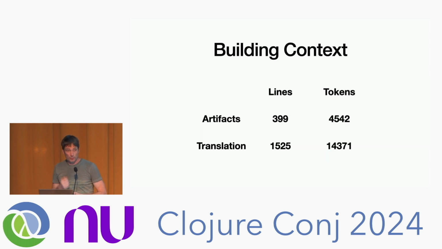So the artifacts prompt that we were talking about before is about 399 lines and about 4,500 tokens. I generated a prompt for a particular file that I just looked at while I was preparing this talk. It's 1,500 lines and 14,000 tokens. So it's significantly larger even than the artifacts prompt. So these prompts get really, really big. But the LLM stays on track with all of that.